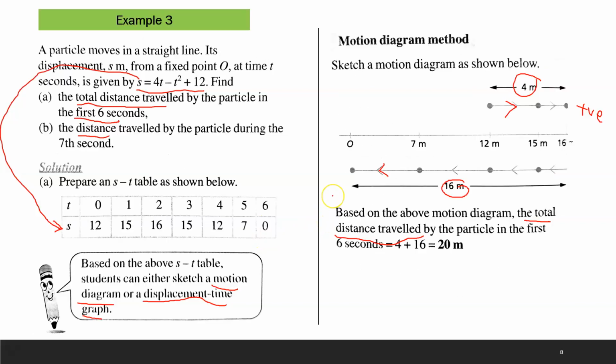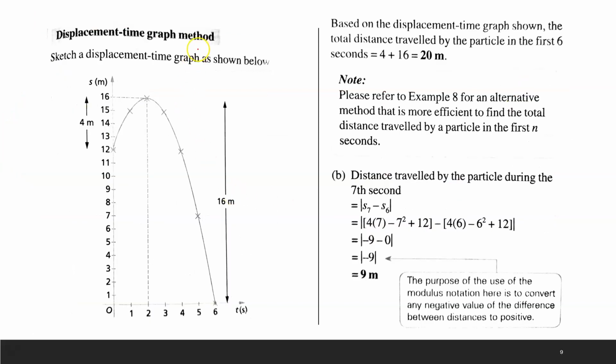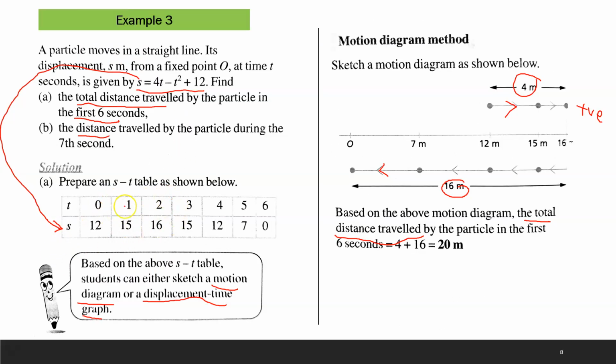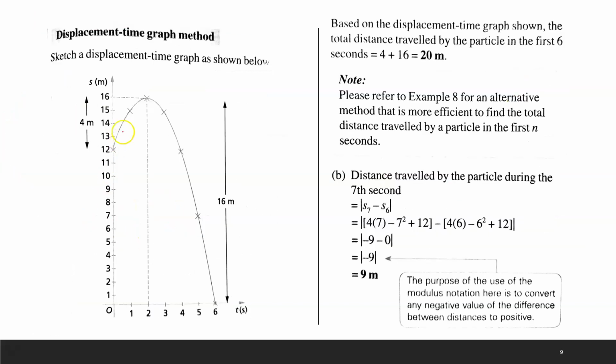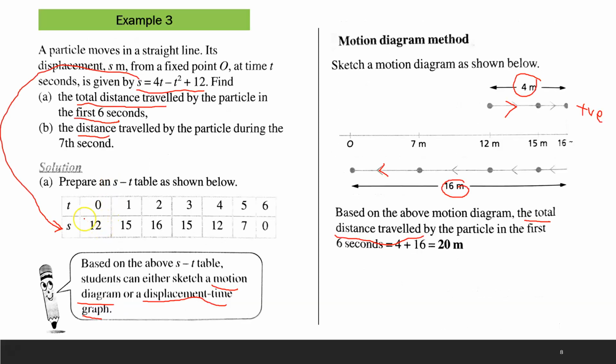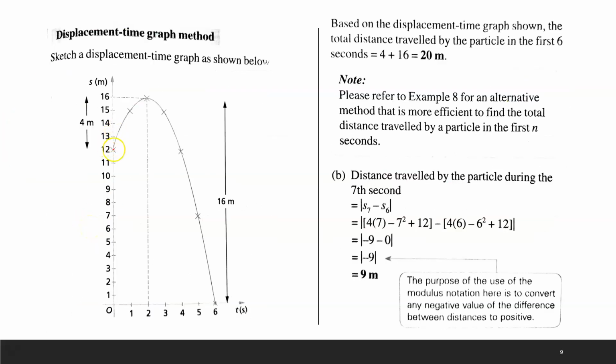Okay, then this just now is motion diagram. Motion diagram, this is displacement. Displacement versus time graph method. So, based on the table yang ni, ini macam kita plot macam biasa lah. Okay, T dekat x-axis, S dekat y-axis. So, you plot lah. Kalau T0, displacement is 12. Plot dekat sini 12. And then kalau t equal to 2, displacement dia is 16. Plot lah dia macam biasa.